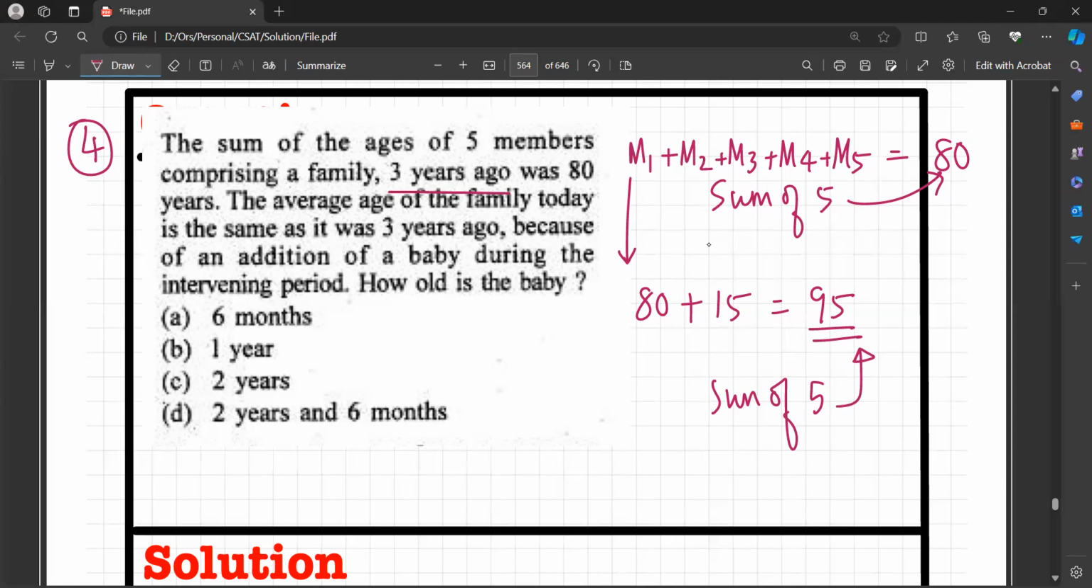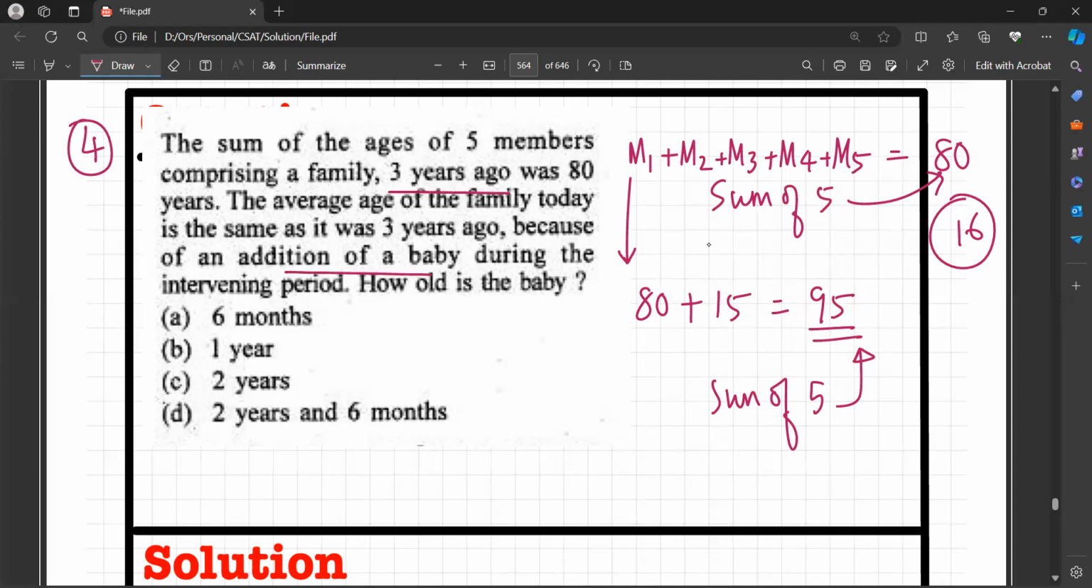It is not possible. That means there has to be some addition, because 3 years ago the average was 16. Here the average has changed to 95 upon 5, which has gone to 19. Clear? But there is an addition of a baby during the intervening period. So there is a baby added here.